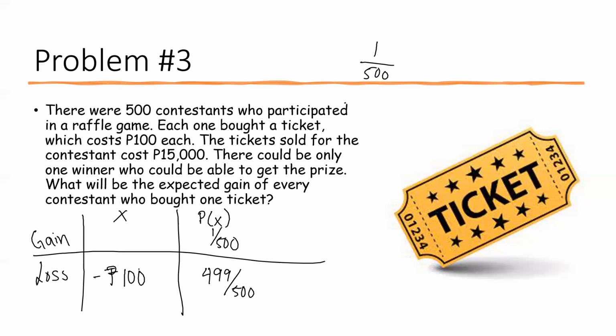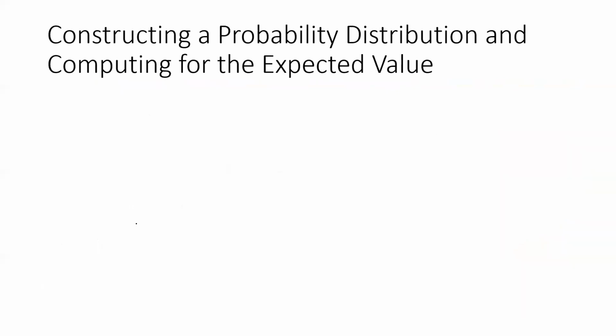So the winner is supposed to earn 15,000. However, he's going to get 14,900. So yung gastos ng ticket, kinaltas sa price na mapapanalunan niya. So that will be his net earnings. So the selling price along with the price that he had paid for the ticket. So this is a probability distribution for this problem. So now we're going to construct the probability distribution. So we're going to transfer it here.